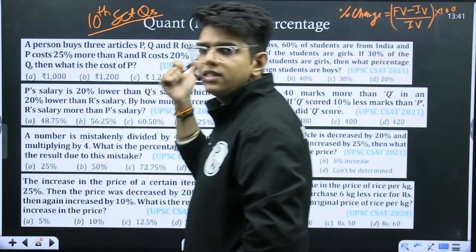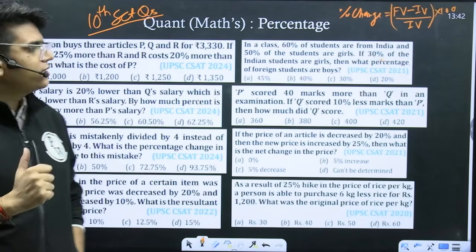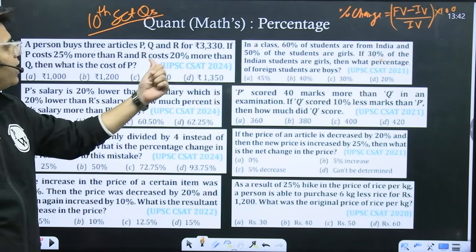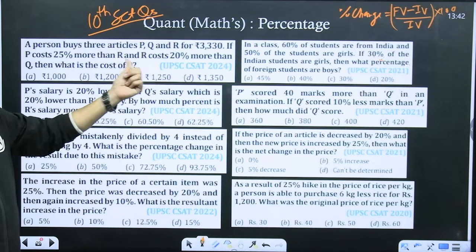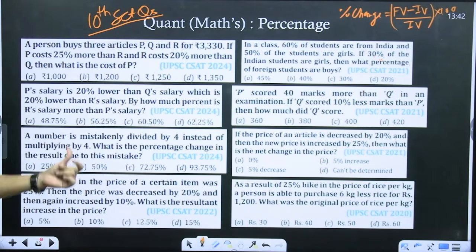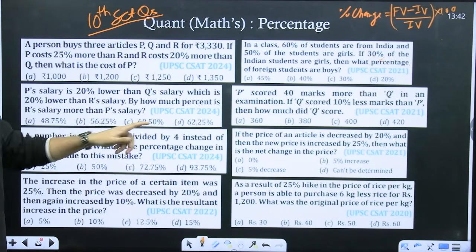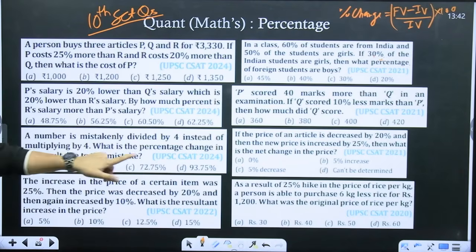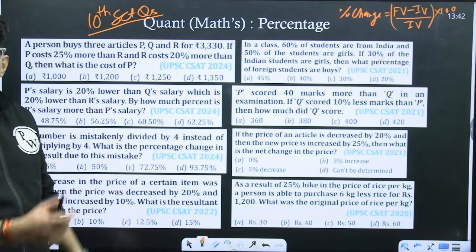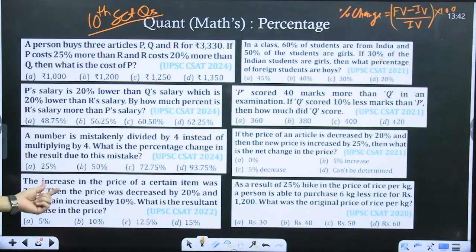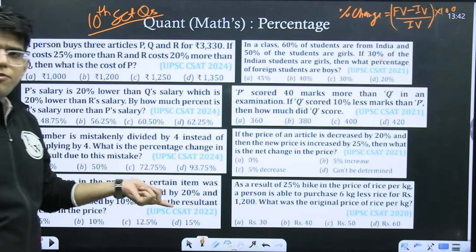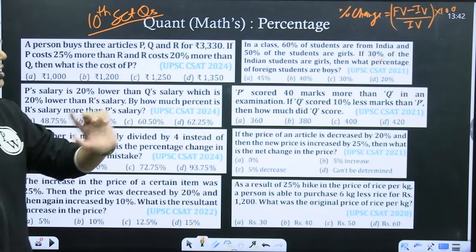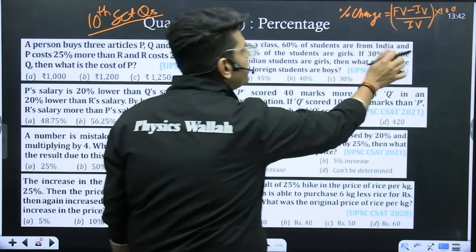Now, the percentage change can be asked in different ways. In 24, they compared PQR and asked how one is more than the other. Another same type of question in 24. Then in 24, a number is mistakenly divided, what is the percentage error? If we increase the price of a certain commodity by this and sell it, what is the profit percentage? All these questions are related to this percentage change only.